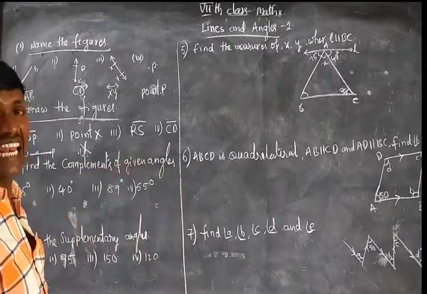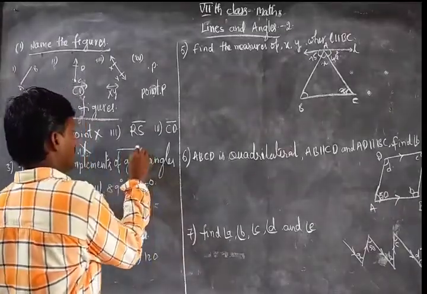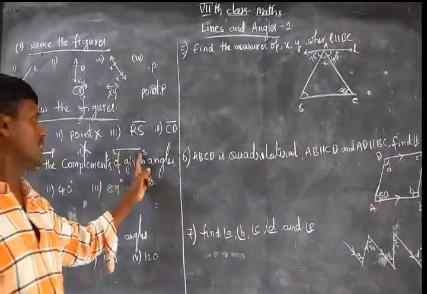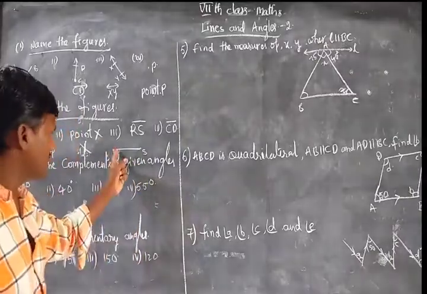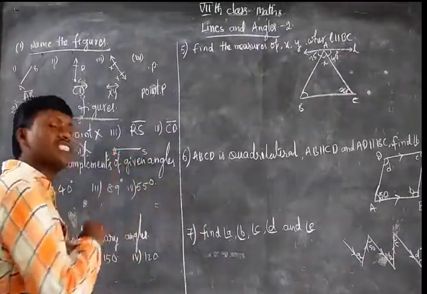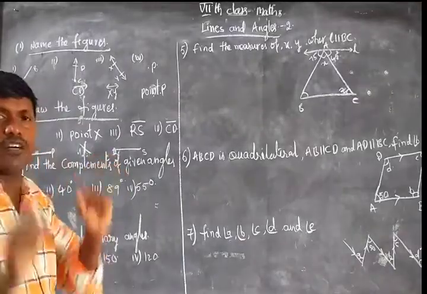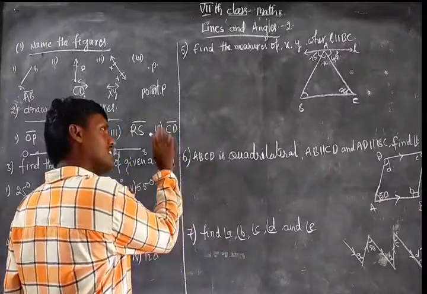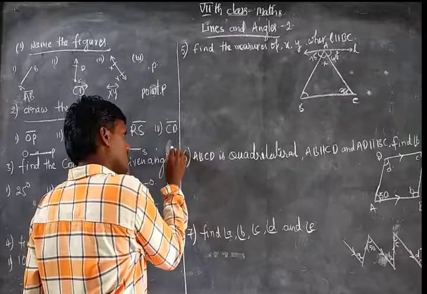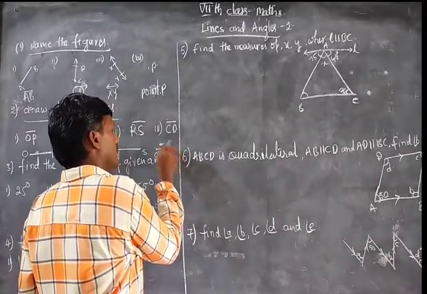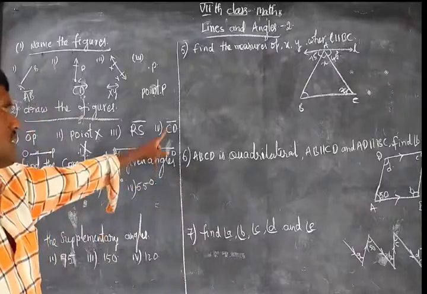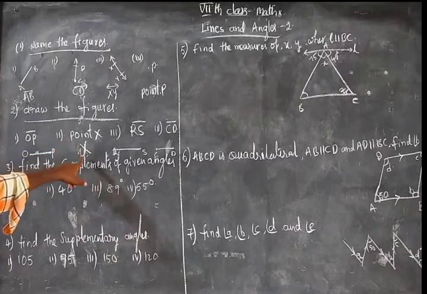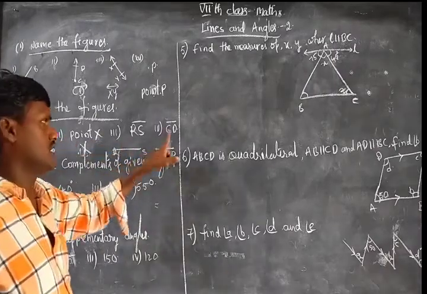Third one, RS line segment. First we have to take the starting and ending points. In between R and S there isn't anything, so we can take it as an RS line segment. It doesn't have any arrow marks. And the next one, CD line segment. First draw C and D. CD line segment. This is the answer about CD. Let's just recall: OP line segment, point P, point X, RS line segment, CD line segment.